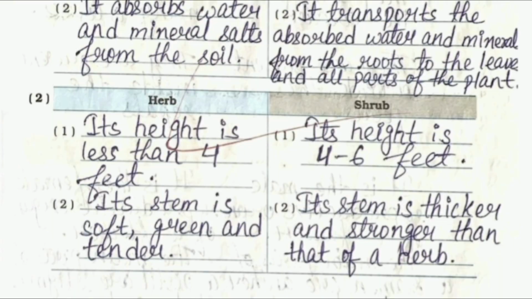The second difference is between herb and shrub. Herb's height is less than 4 feet and shrub's height is 4 to 6 feet. Herb's stem is soft, green and tender, whereas shrub's stem is thicker and stronger than that of a herb.